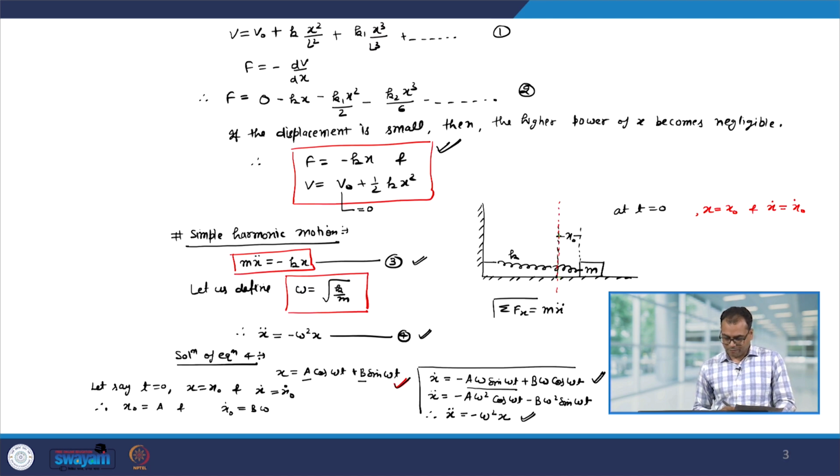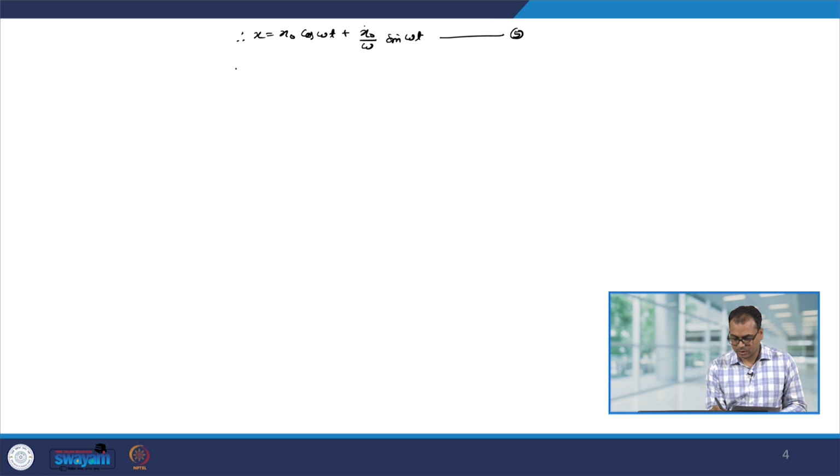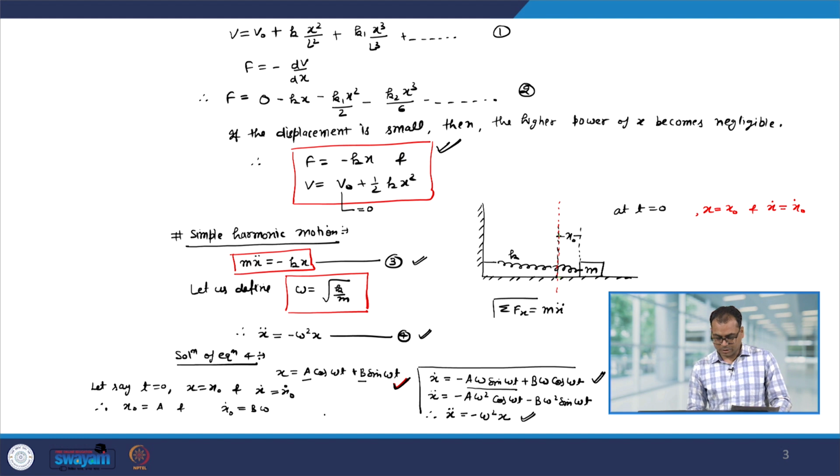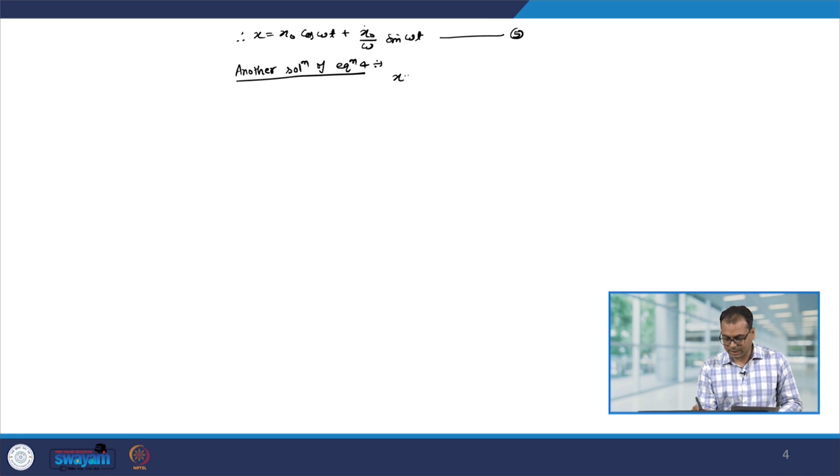Now, note that we have taken x equal to a cos omega t plus b sin omega t as the solution of equation number 4, and we have seen that indeed this solution satisfied the equation number 4. We can also choose another solution of equation number 4, okay, which is x double dot equal to minus omega square x, and let us choose this solution x equal to c sin omega t plus phi.